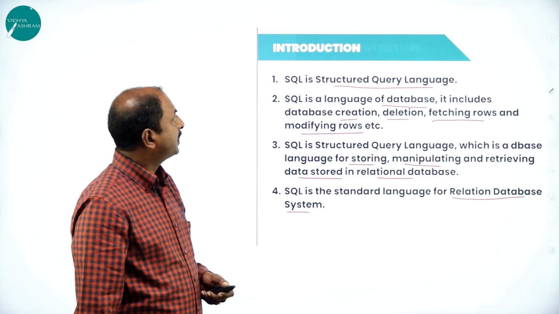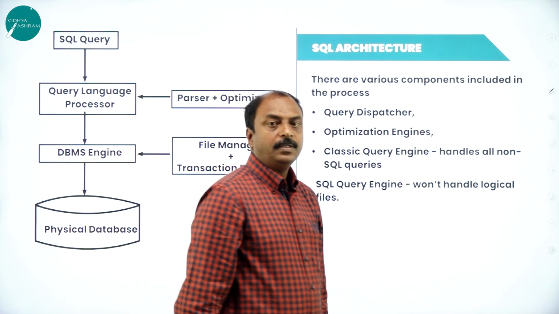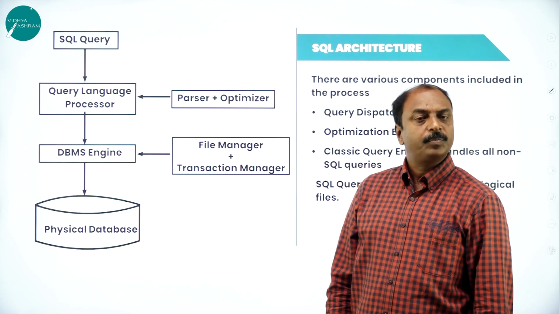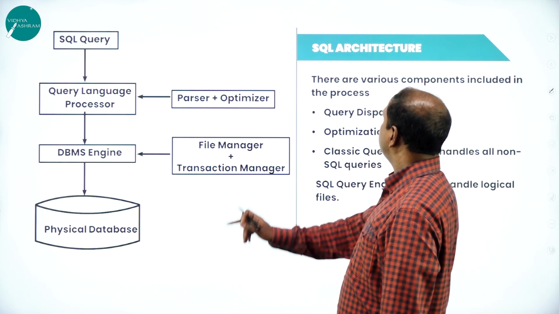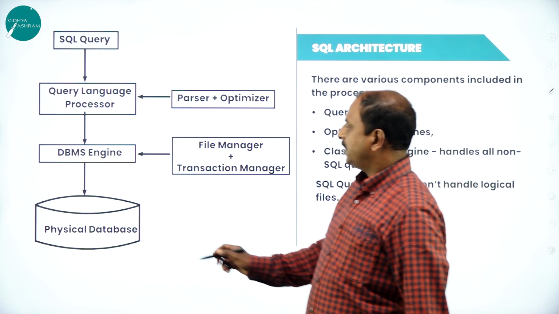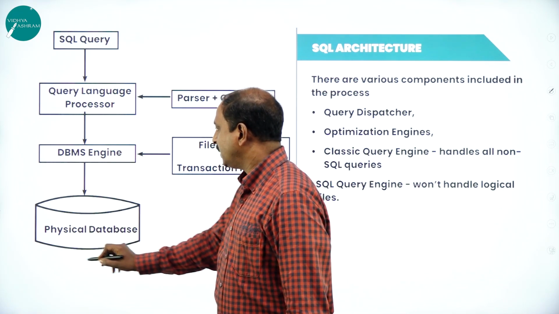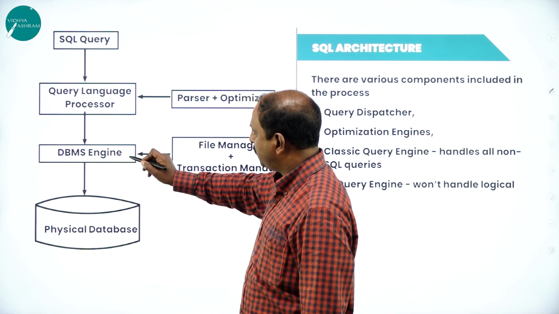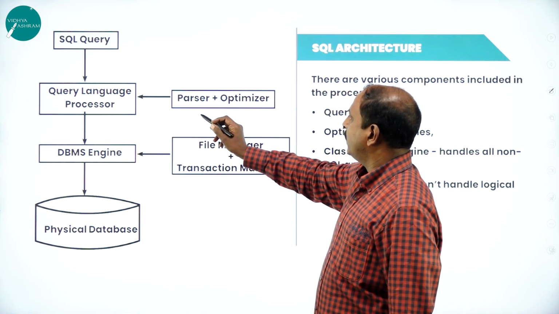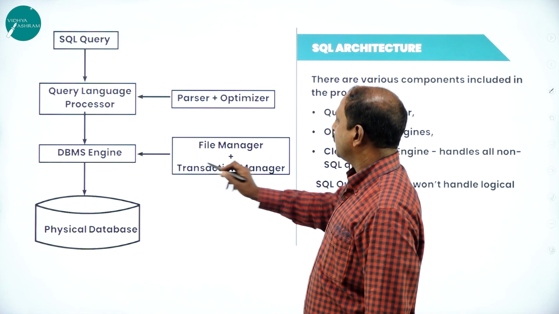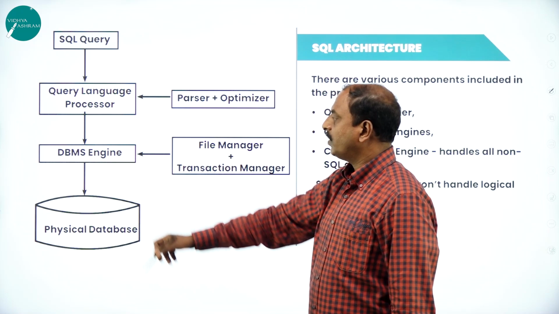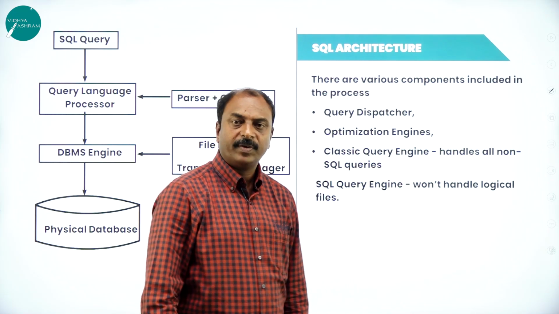Now let us move on to the next slide. Each and every language has its own structure, syntax and protocols. So here, this is the architecture of the SQL language. It has a physical database, and we have the DBMS engine, query language processor, SQL query, parse-space optimizer, and this includes file manager plus transaction manager. This is how we represent the SQL language architecture.